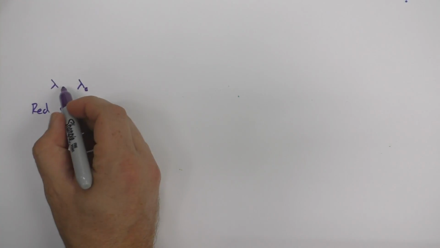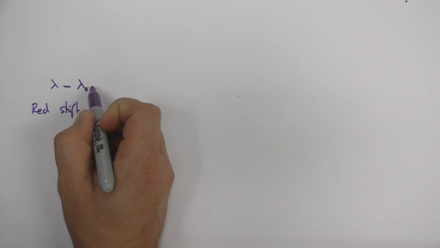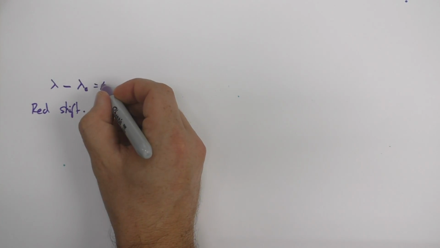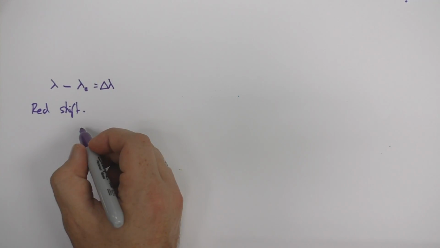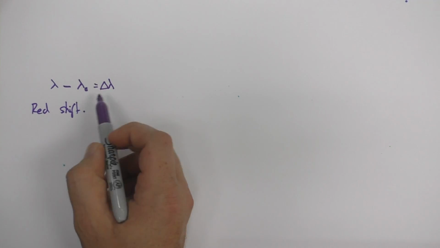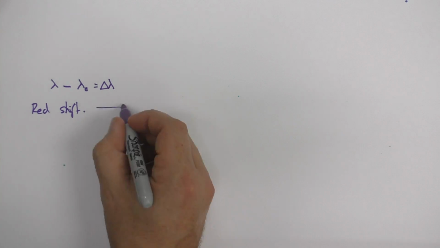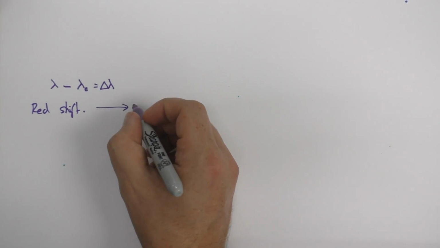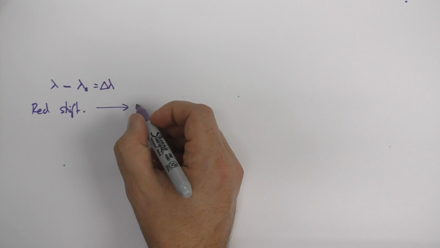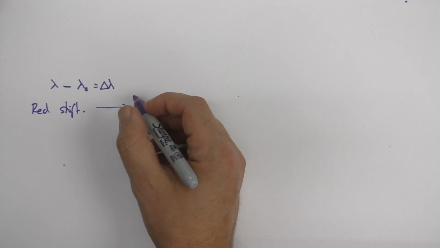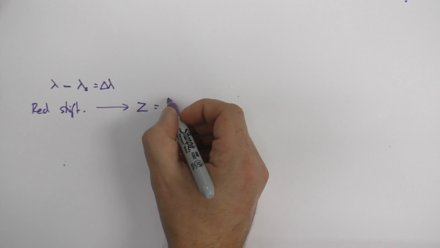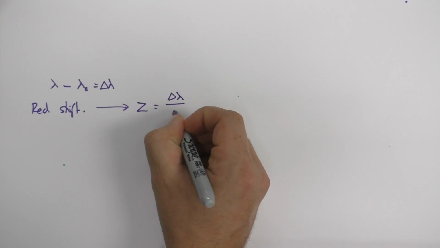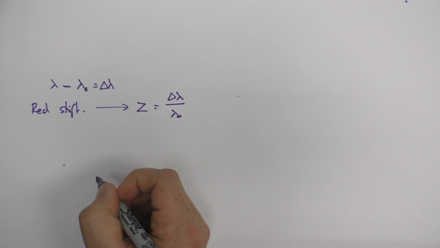And so actually we can create a new term, which is lambda minus lambda 0, which equals delta lambda, or the change in wavelength. And we can then create a fraction for this, which is the redshift fraction for a Doppler effect. Z is equal to delta lambda over lambda 0.